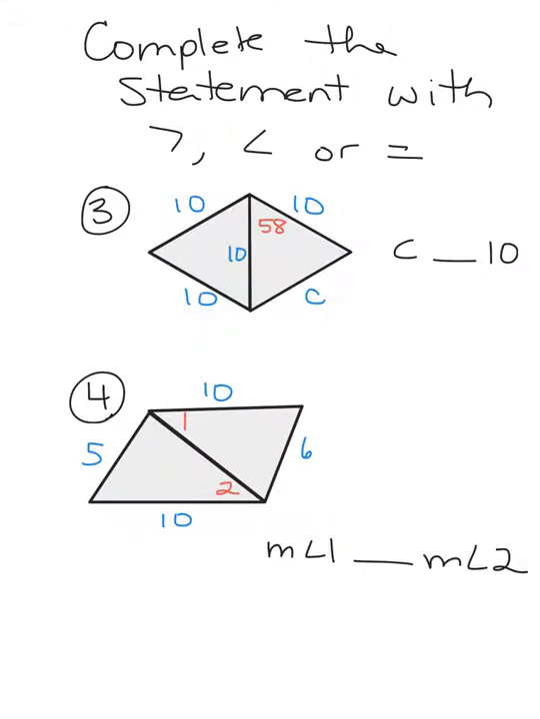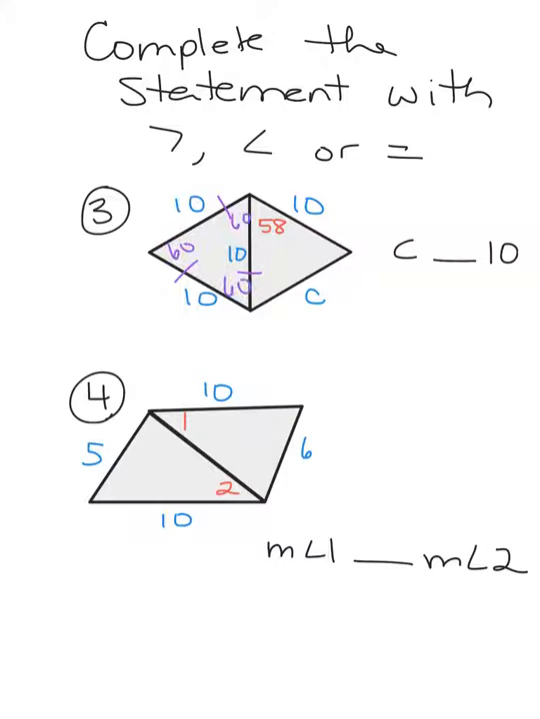Let's take a look at our last few examples for today. Again, we're completing the statement with greater than, less than, or equal to, like we were in the last examples. So in number 3, my first triangle on the left, I have an equilateral triangle. So they're all going to have a measure of 60.